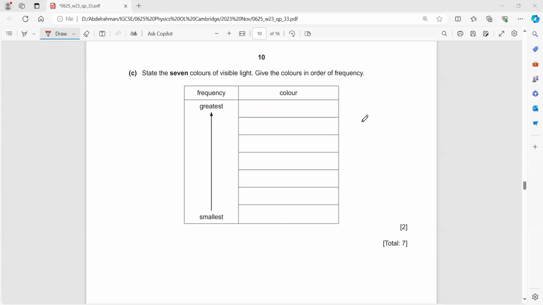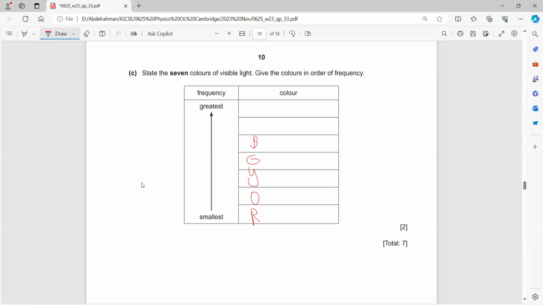State the 7 colors, with the greatest frequency above and the smallest frequency below. Who can tell me? Greatest frequency on top and smallest frequency at the bottom. Violet, indigo, blue, green, yellow, orange and red. What about purple? No, we don't have any purple. We have violet, indigo, blue, green, yellow, orange and red.